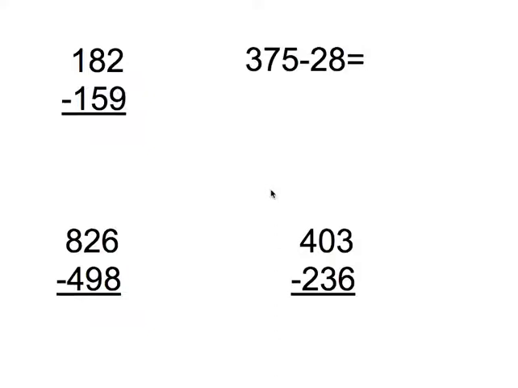Subtracting when you have to do borrowing. Let's start with this problem right here. 182 minus 159. Notice all the place values are lined up so that the ones, tens, and hundreds are all lined up correctly. Now I want you to think of this top number as you, and it's what you have. So this is me. And the bottom number is what you're trying to give to someone. So I have 182. I'm trying to give them 159.